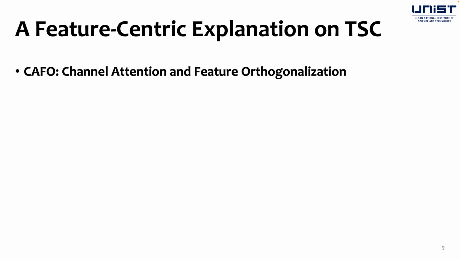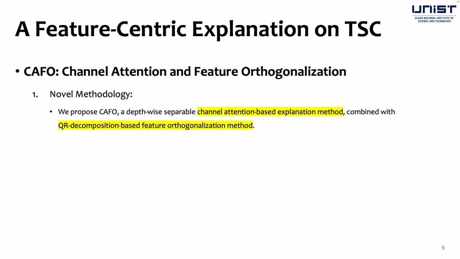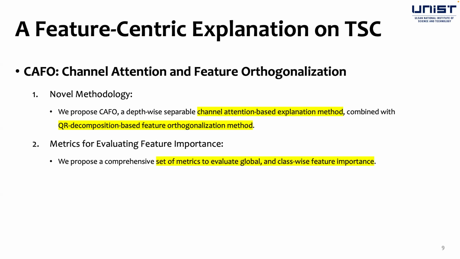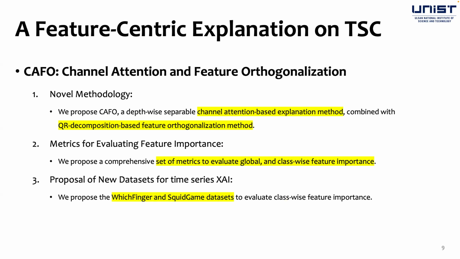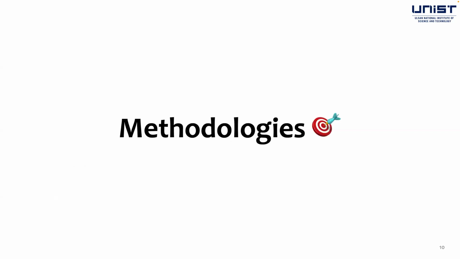So to give a brief overview, our work is called CAFO, which stands for Channel Attention and Feature Orthogonalization. Briefly, we propose a depth-wise separable channel attention module to generate channel attention scores, which are later used for feature-centric explanation. We also propose a set of metrics to evaluate and identify global and class-wise feature importance. Last but not least, we also propose real-world and synthetic datasets called the witch finger and squid game.